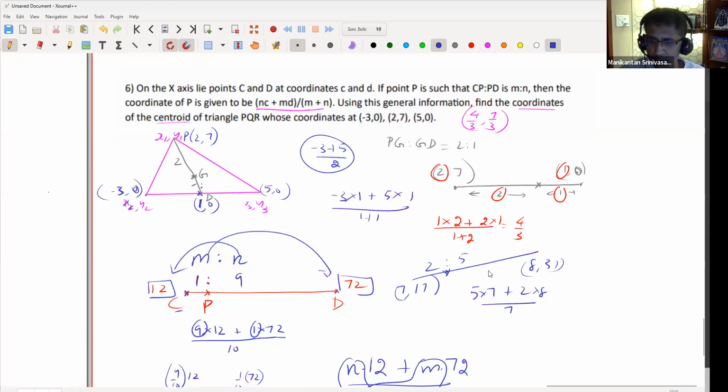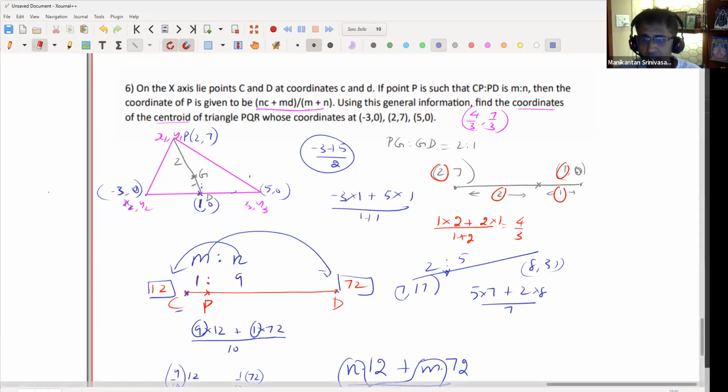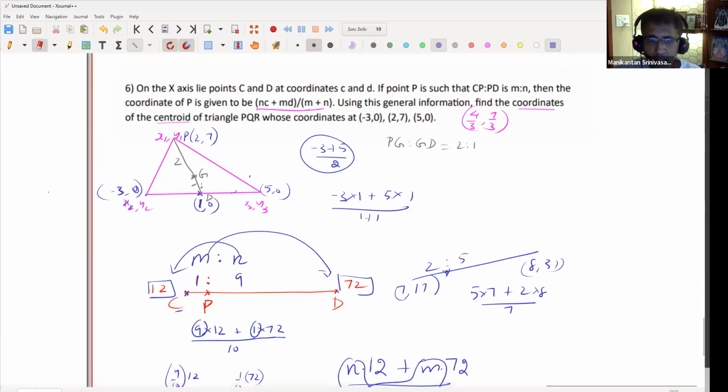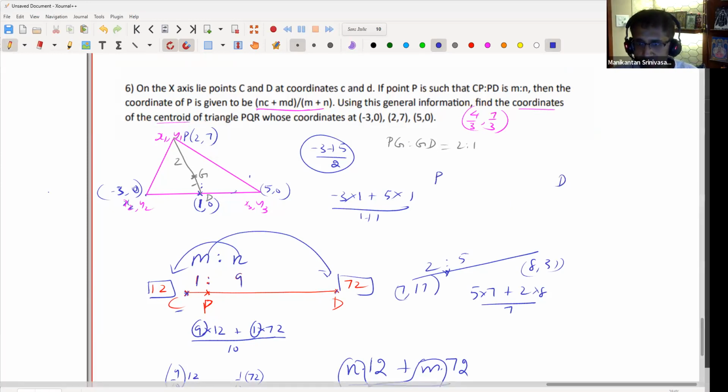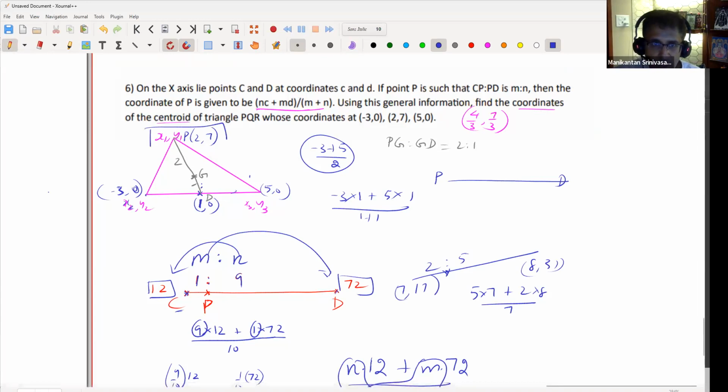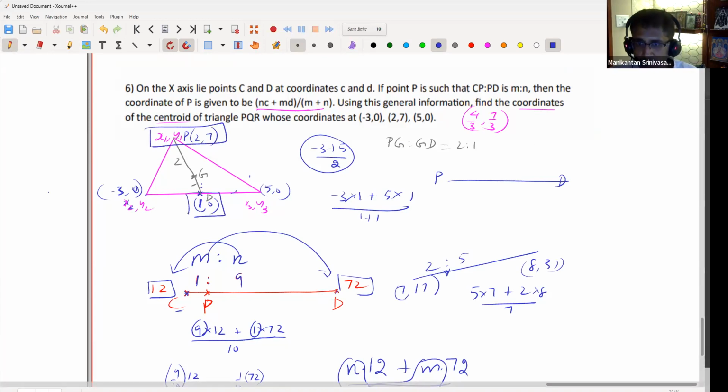So back to this problem now. I want to verify. Let me redraw. This is P and this is D. This is my P, which is 2, 7, and this is my D, which is 1, 0. I know that the G, the centroid, divides in the ratio 2:1. So the same logic: this one goes with this 2.